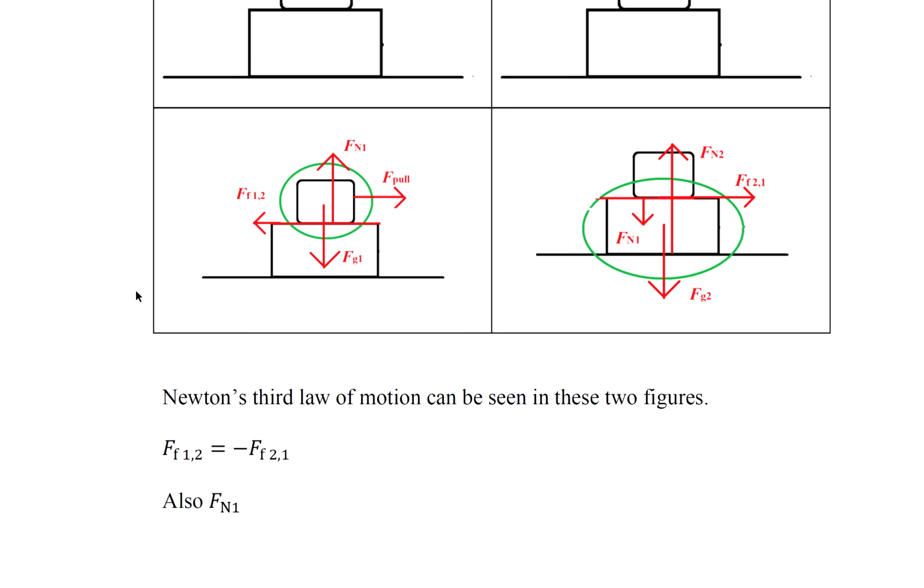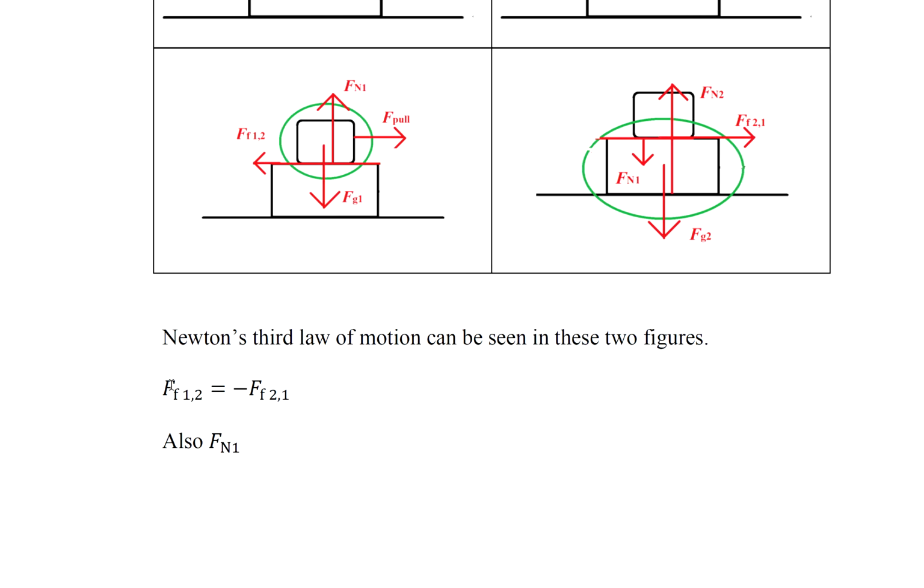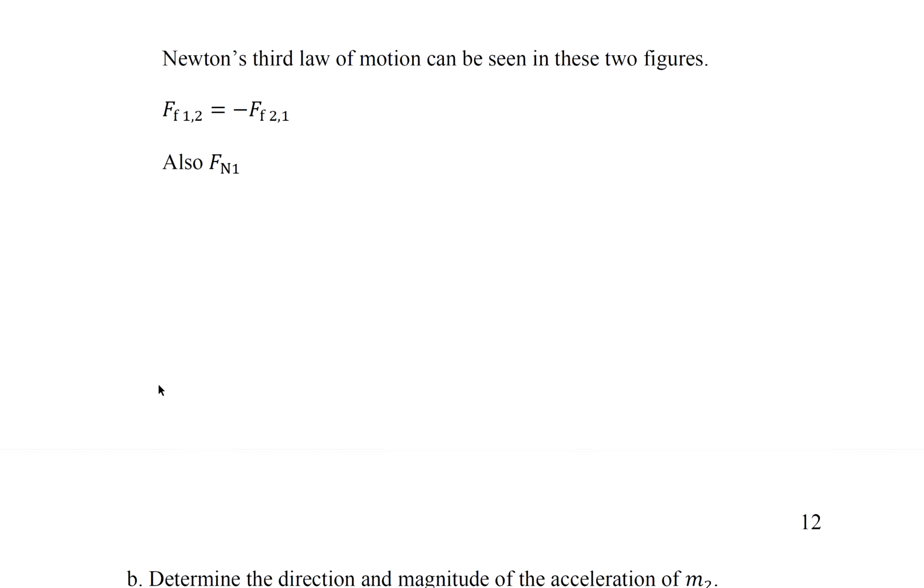So once again, Newton's third law of motion, which is the law of action and reaction, can be seen in these two figures. We have the same force acting in different directions on m1 and on m2. See, force normal 1 acts up on m1, force normal 1 acts down on mass 2. Force of friction between object 1 and 2 is to the left on m1 and it's to the right on m2. So they have the same magnitude, just opposite directions.